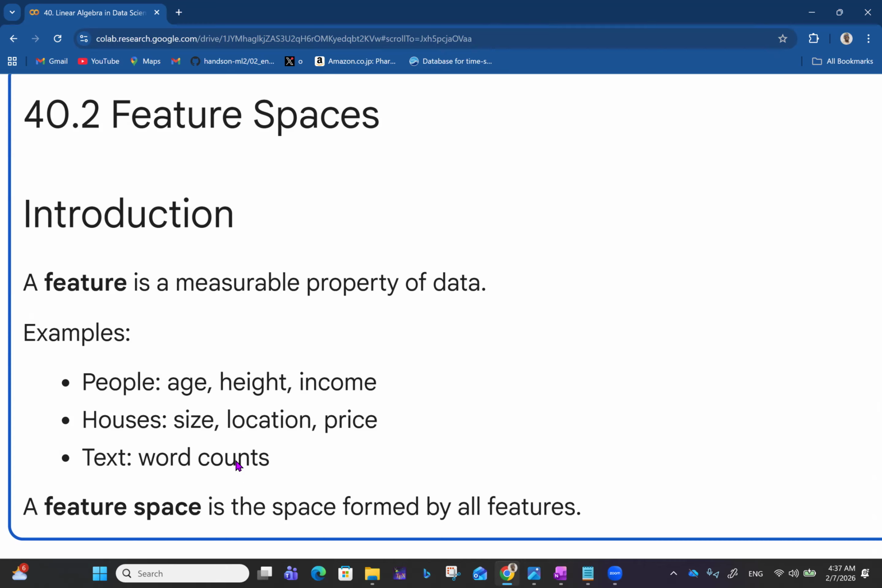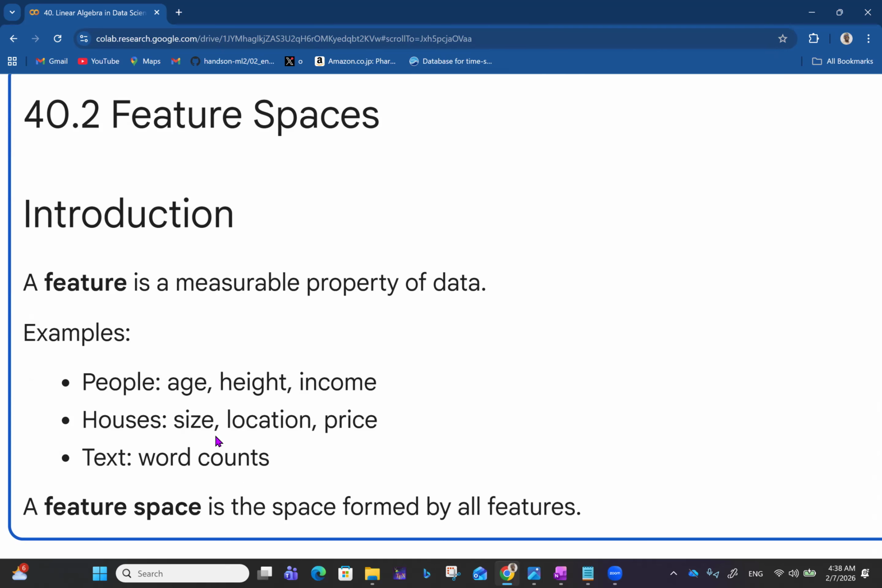So in all of these things, you are working with data and you work with variables in your data set, and these variables are called features, right? So a feature is a measurable property of data. Examples of variables may be information about people. Maybe you have a data set where you're looking at age, height, and income, and you want to see how all of these things play in an economy.